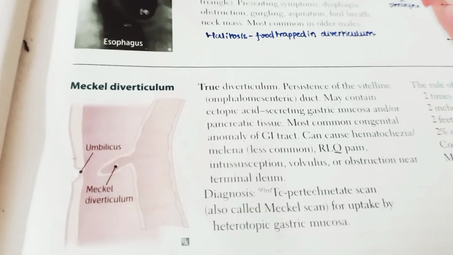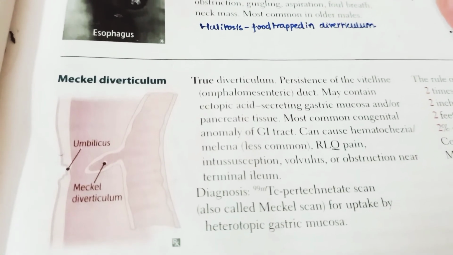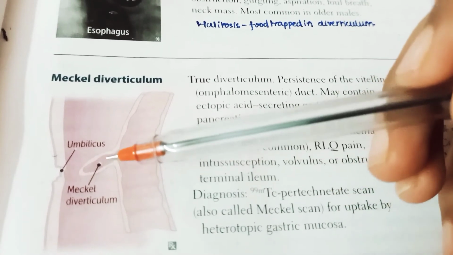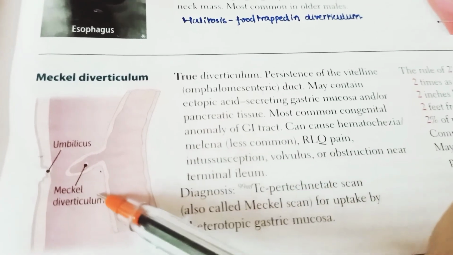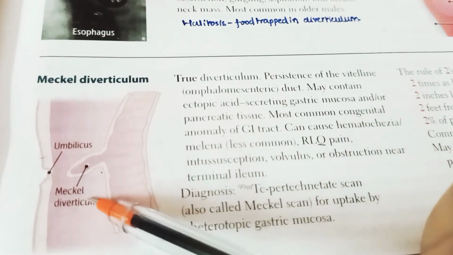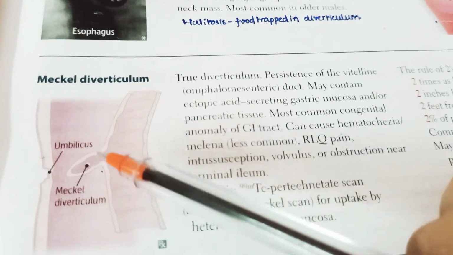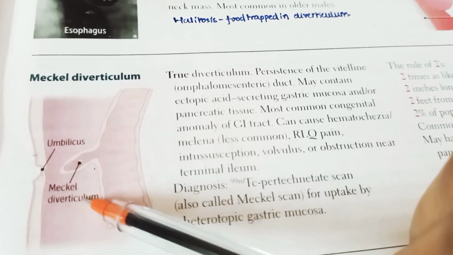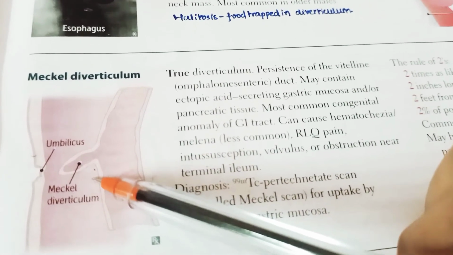Now coming to Meckel's diverticulum. Actually, there will be a physiological outpouching in the 6th week, but that outpouching fails to go inside again, and that is leading to Meckel's diverticulum. It's actually a true diverticulum, and this is the most common congenital anomaly of the GI tract, which we see among everything. It is called a true diverticulum because it has all the layers like mucosa, submucosa, muscularis externa. It is nothing but a persistence of the vitelline omphalomesenteric duct.